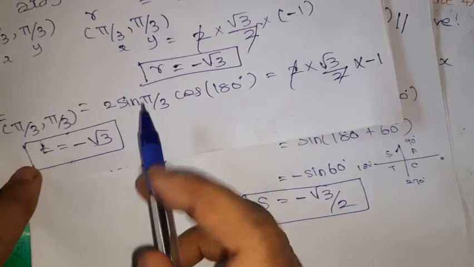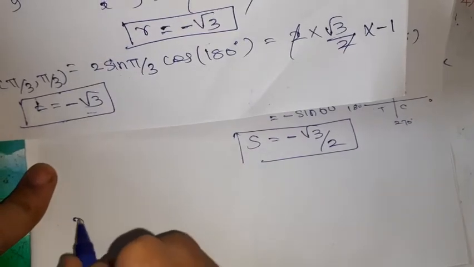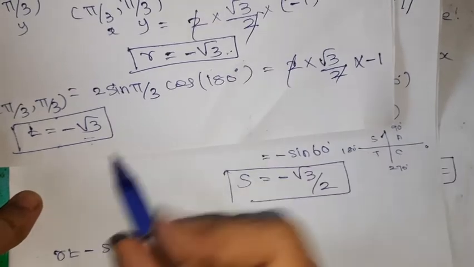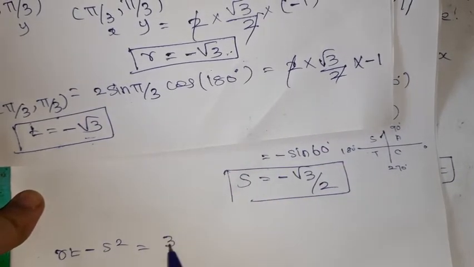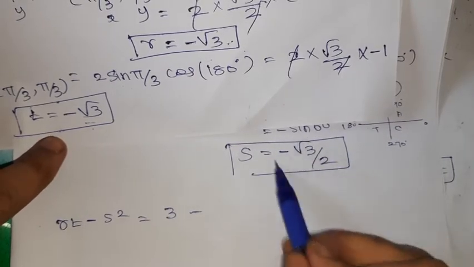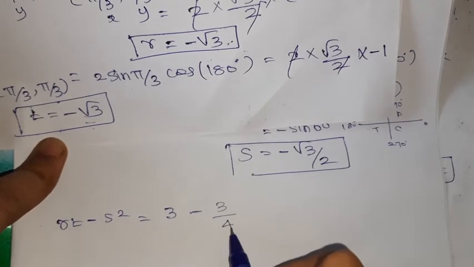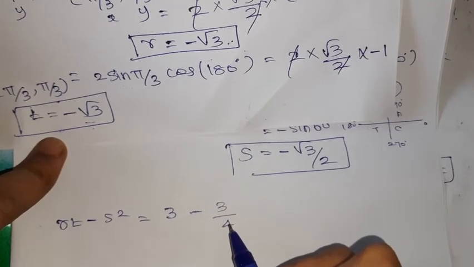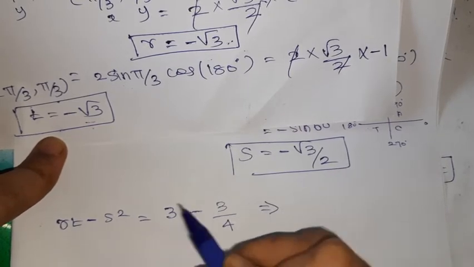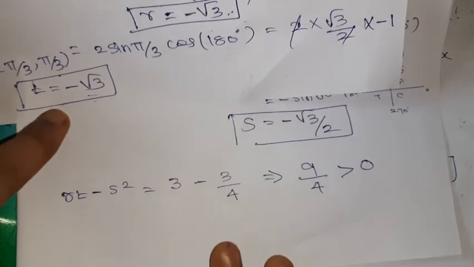So R and T values are minus root 3 and minus root 3. So RT minus S squared we need to find out. RT minus S squared is nothing but R into T, minus root 3 into minus root 3, which is 3, minus S squared. When we take the square, what will we get? 3 by 4, right? 3 minus 3 by 4, taking LCM, we get 9 by 4. So it is obviously greater than 0. It is a positive value.